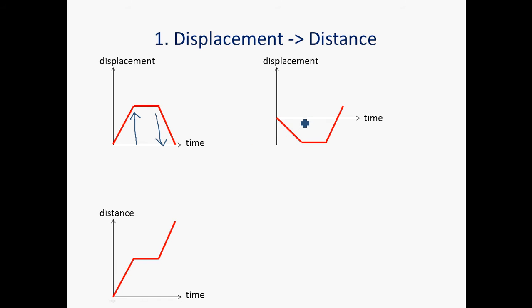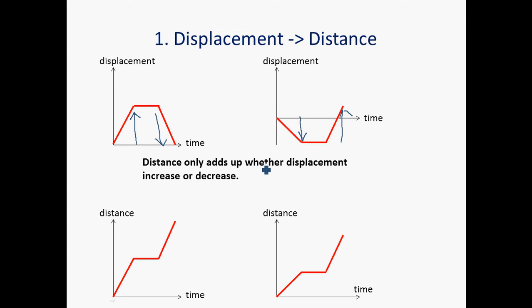Let's examine again. There's a decrease here, followed by constant, then followed by an increase. So here a decrease is still an increase, a constant is a constant, and an increase is an increase. So you're going to get something like that: increase followed by a second increase. So distance only adds up whether displacement is increasing or decreasing. This is what we can sum up.